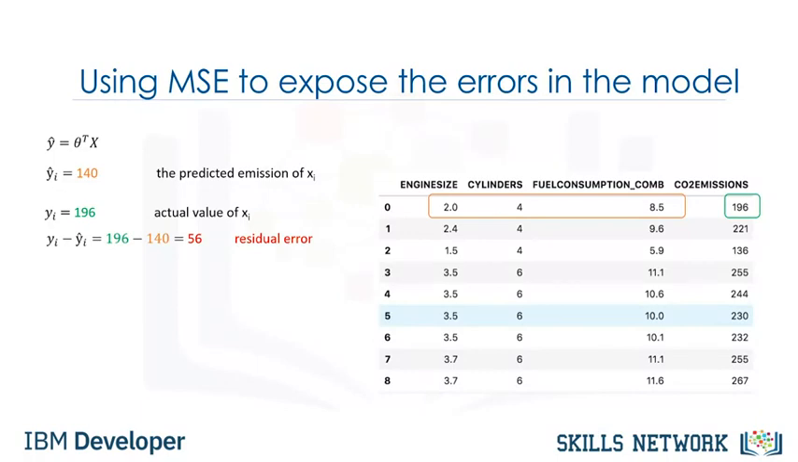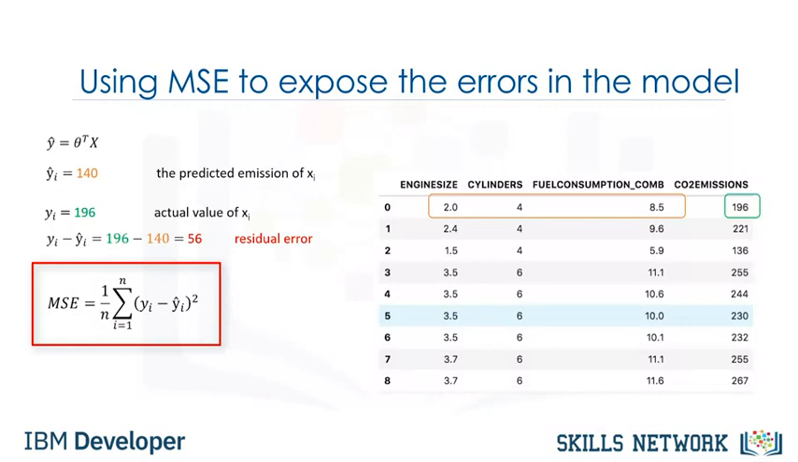Well, we can calculate it quite simply as 196 subtract 140, which of course equals 56. This is the error of our model only for one row, or one car in our case. As is the case in linear regression, we can say the error here is the distance from the data point to the fitted regression model. The mean of all residual errors shows how bad the model is representing the data set. It is called the mean squared error, or MSE.